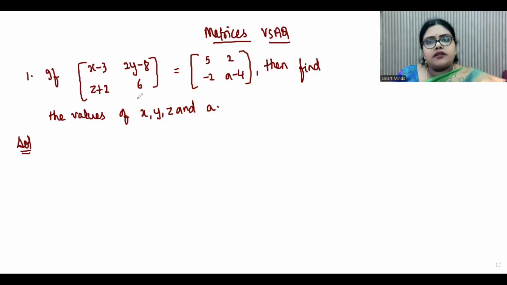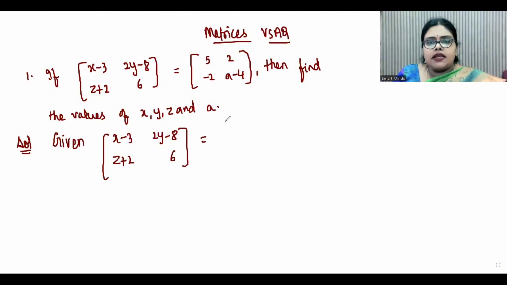So let us cover matrices VSAQs in this class. Take the first question. If [x-3, 2y-8; z+2, 6] is equal to [5, 2; -2, a-4], then find the values of x, y, z and a. So first we should write what is given to us. Given [x-3, 2y-8; z+2, 6] is equal to [5, 2; -2, a-4].